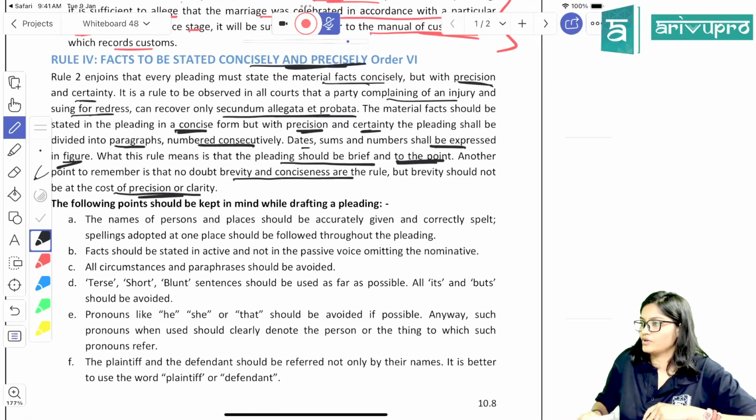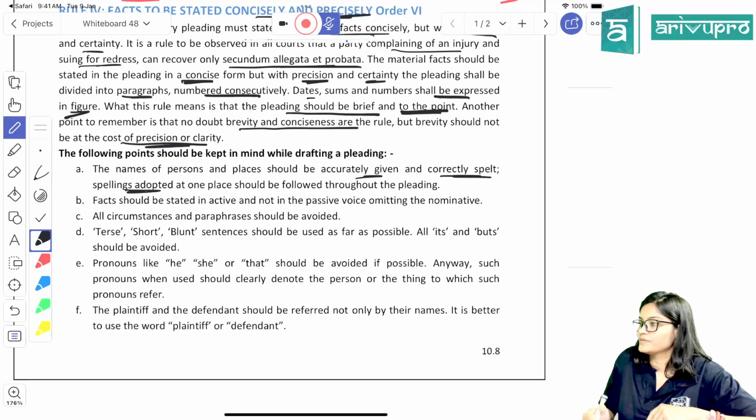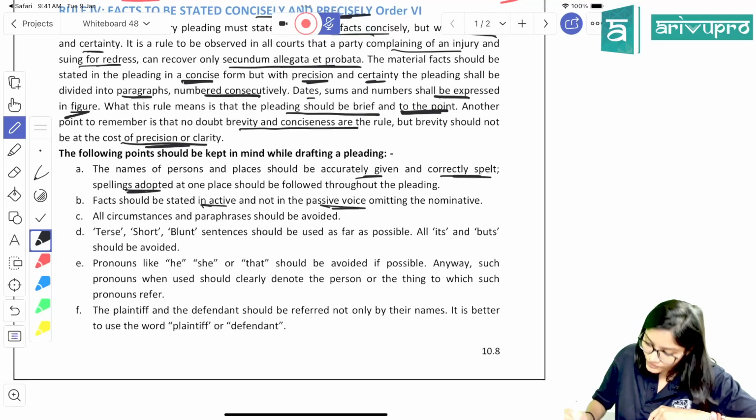So some points are given, what you will take in. Names of persons and places should be accurately given and correctly spelled. Spellings adopted at one place should be followed throughout. Facts should be stated in active and not in passive voice.